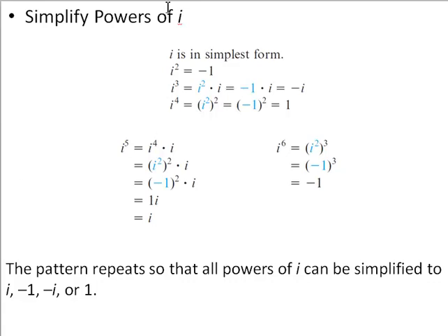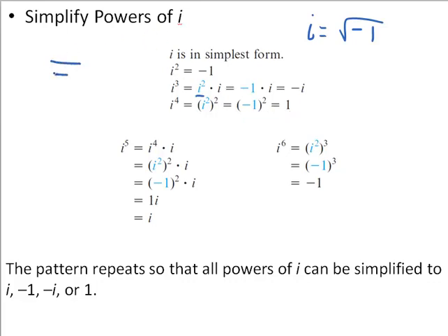We start out with i in its simplest form, which is, remember, i equals the square root of -1. Now, if I take i and I square it, then I get -1. And if I take i to the third power, well, that's just i squared, which is -1, times i. So that turns into -i. And finally, if I get all the way to i to the fourth, it's i squared squared. So -1 squared is 1.